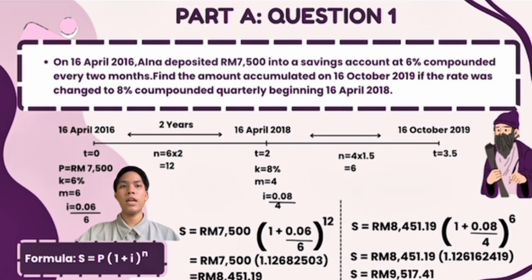The answer is RM 8,451.90. S equals RM 8,451.19 times (1 plus 0.08 over 4) to the power of 6. And then the final answer is S equals RM 9,570.41.